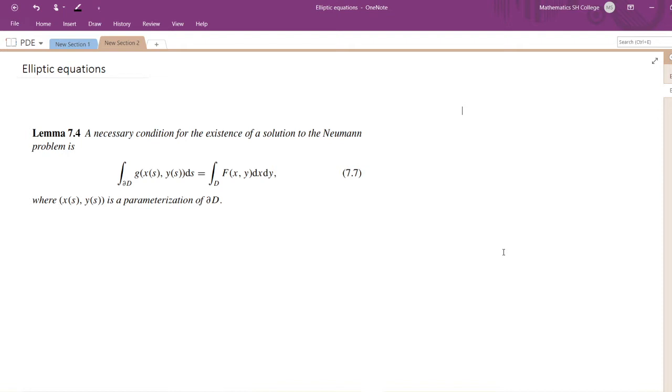As far as the context of this textbook, we will limit ourselves to classical solutions, that is, solutions that are twice differentiable, and the solutions that belong to C^2(D). Two times differentiable functions defined in a domain D. So we will mainly concentrate on those solutions, and how to find them. Now coming to a Neumann problem, we have Lemma 7.4, which gives the necessary condition for the existence of a solution to the Neumann problem. I hope you remember what the Neumann problem is.